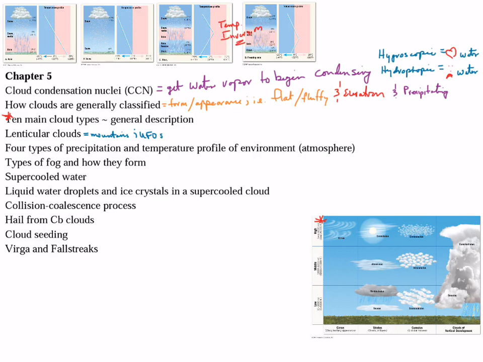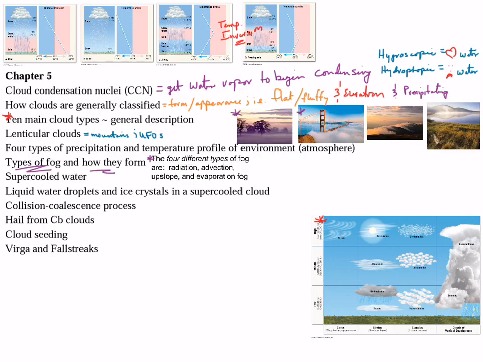All right, so fog looks like this. 4 different types of fog. We have radiation, advection, upslope, and the evaporation fog is the last one. So kind of know your fogs and how they form. Supercooled water is just water that is liquid at temperatures colder than 32 degrees Fahrenheit.